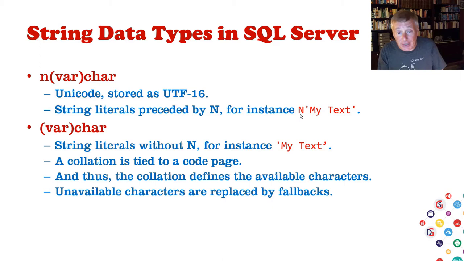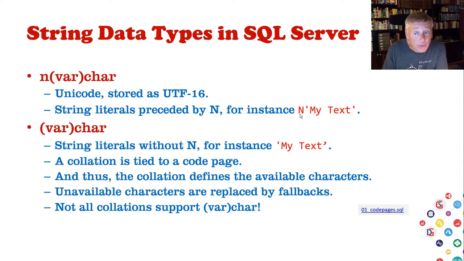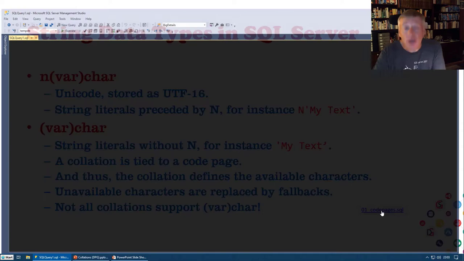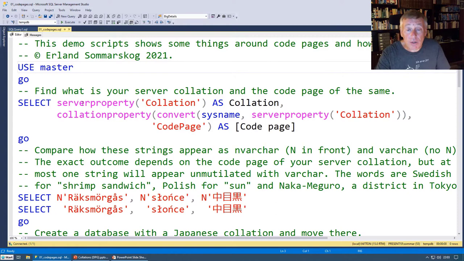One more thing you might like to know, not all collations support varchar and char, and you will also see examples of that in this demo. So, first of all, let's have a look at my server, so you want to see what is the collation of my server, and what is the code page of that one. I use the function COLLATIONPROPERTY, which I give the collation name, I didn't need a convert because this one returns sql_variant. And then you give the code page. So let's see what I have.